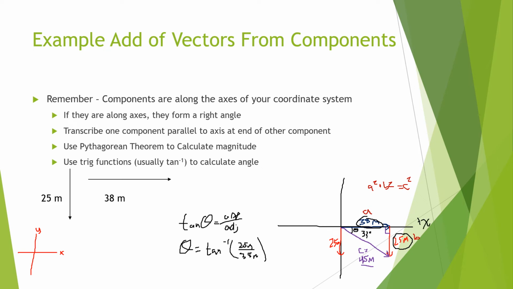So if I were to report this, I would say my vector is 45 meters, that's the magnitude, at 33 degrees below the positive x-axis. And that reports both magnitude and direction for my resultant vector.